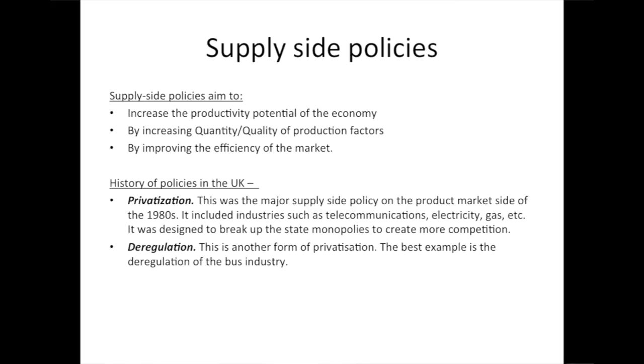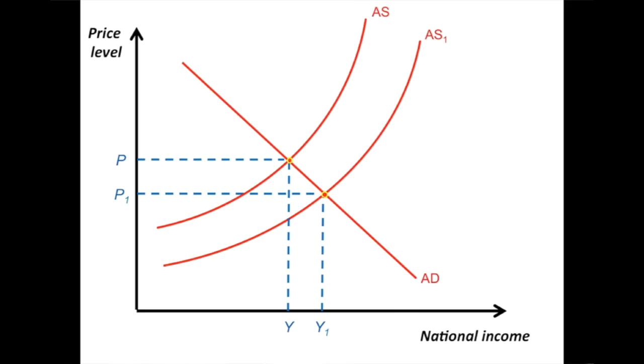It does this because by privatising companies, their aim is to produce more in order to make more profit. So that's how it works. Deregulation is another form of privatisation. The best example of this is the deregulation of the bus industry.